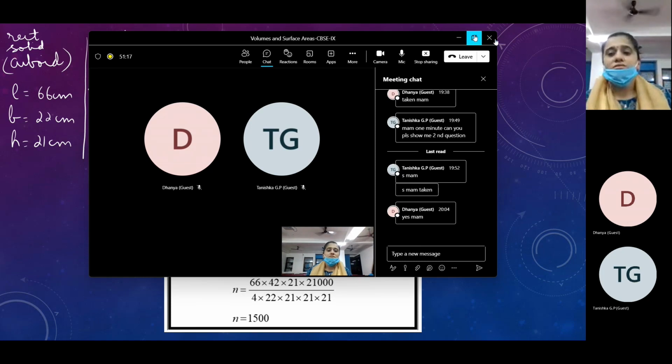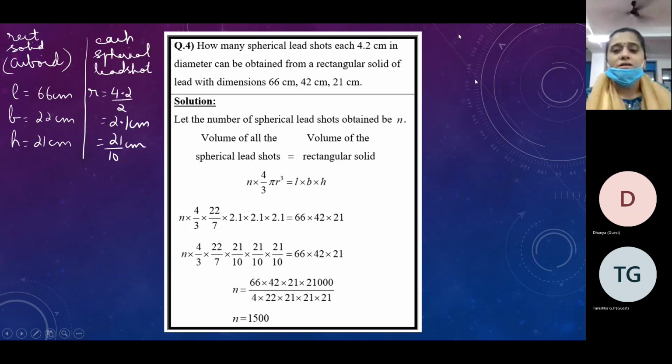All right. Good. Yeah, children. So don't find the volume of the cuboid separately, then the volume of the spherical lead shot, and then divide. You'll be spending time there. Volume of the cuboid L into B into H, you'll have to multiply and get the answer. Then the other thing you'll have to again cancel and then multiply, get the answer. Then you'll have to divide. So you'll be spending a lot of time in calculating.